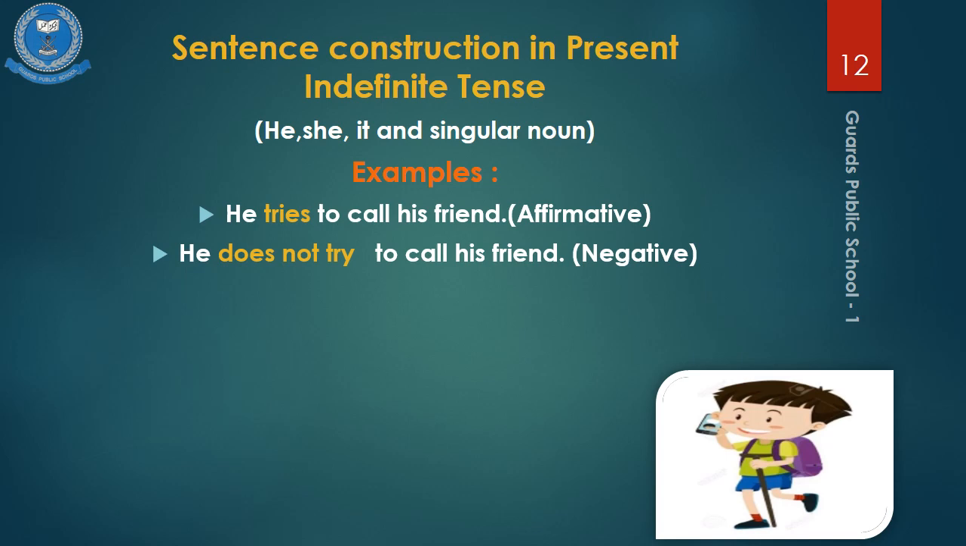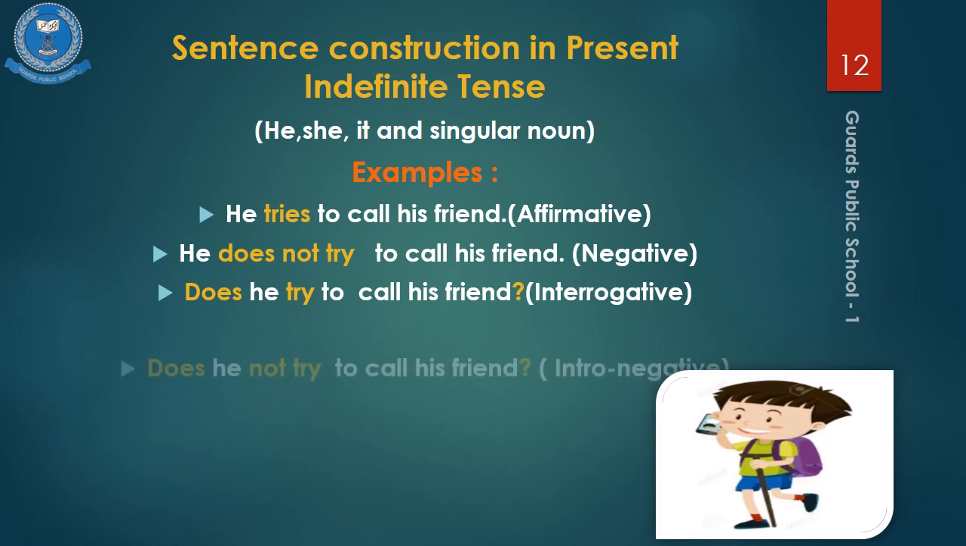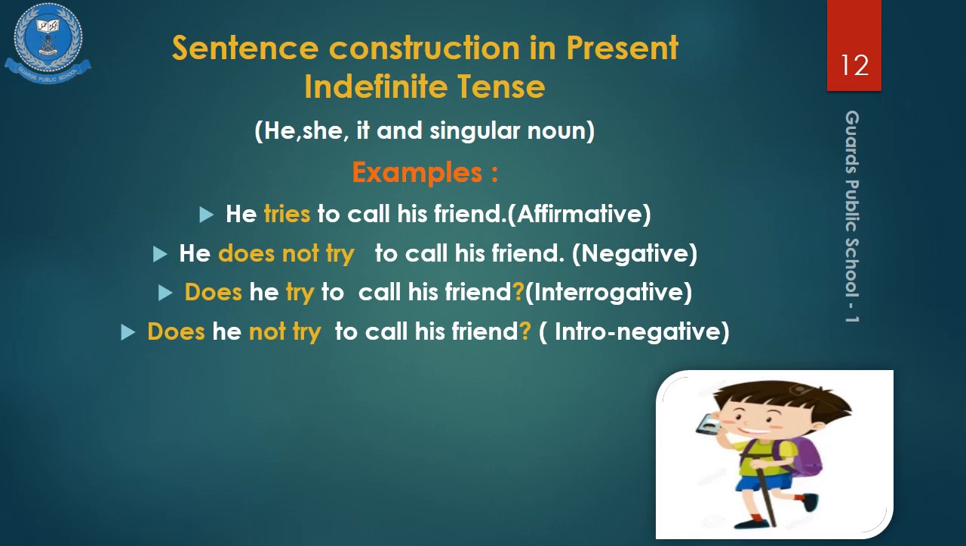Our interrogative sentence: does he try to call his friend? Question mark. Again, the simple first form of verb is used here. And the interrogative negative is, does he not try to call his friend? Question mark.